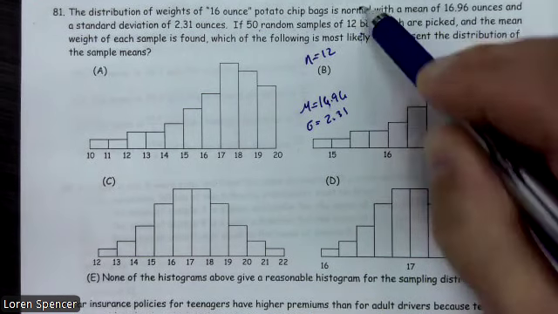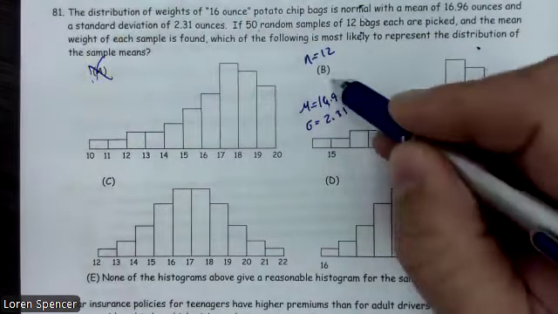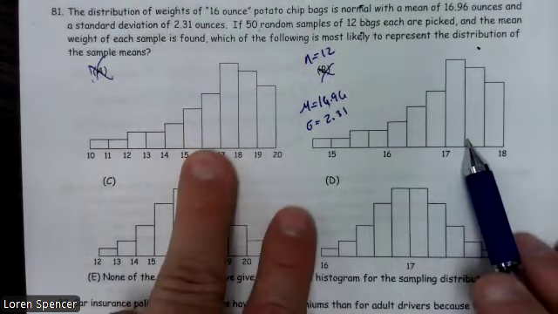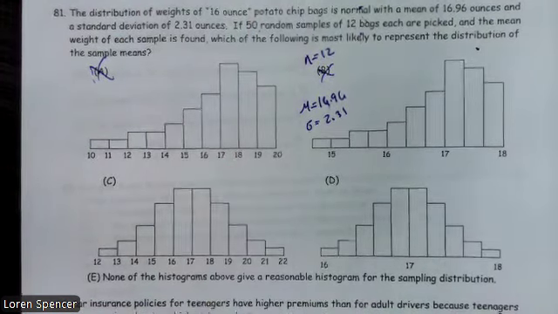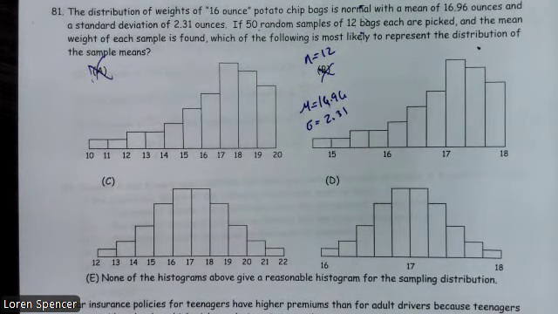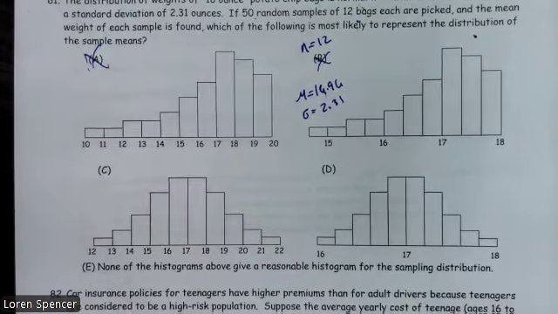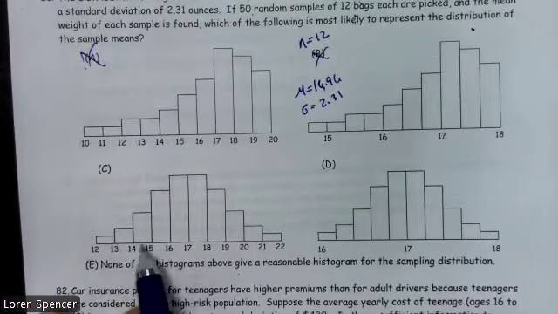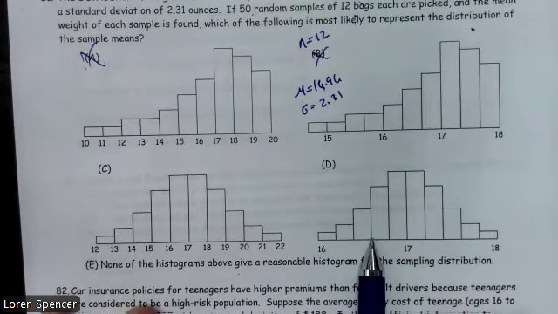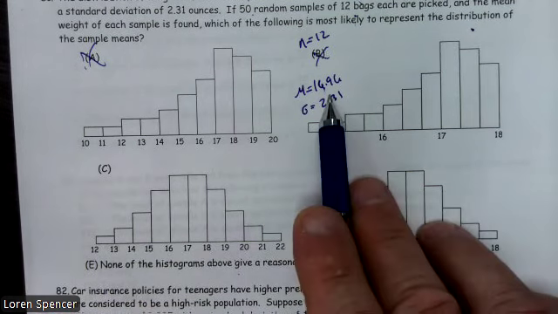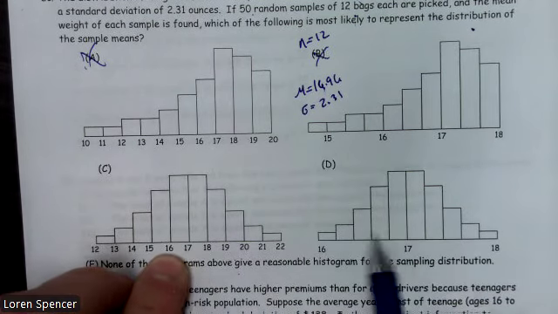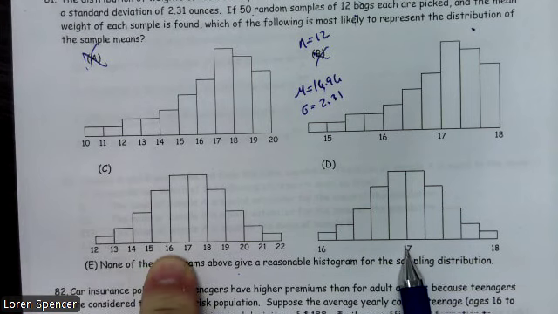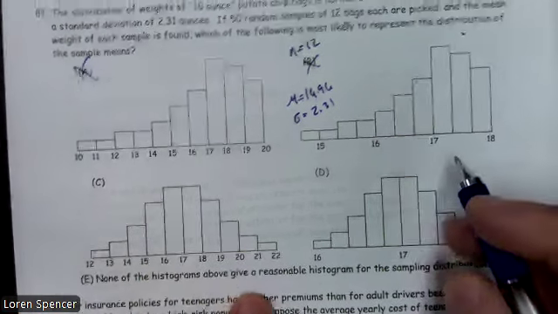Well, they told me it was normal, so that gets rid of A and B right away. It's not going to be skewed because the underlying distribution is normal. If the underlying distribution is normal, then the sample will be normal. So I need to check my mean. Well, mean 16.96 is close to 17, so the mean's not helping me out. Then I need to check the standard deviation.